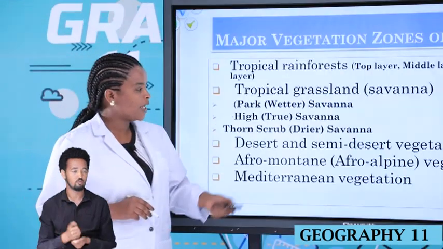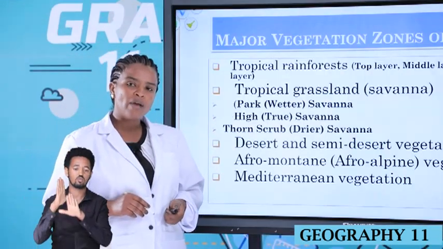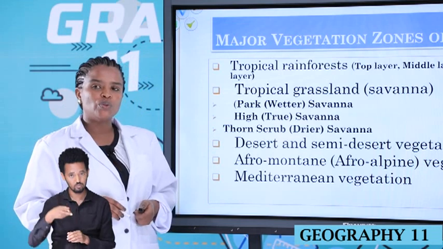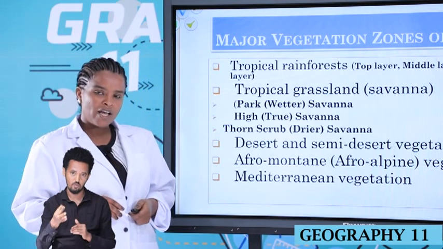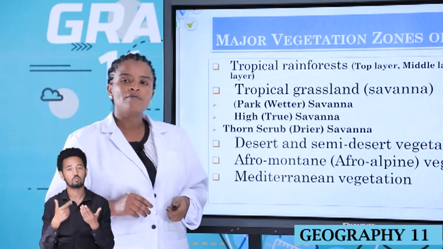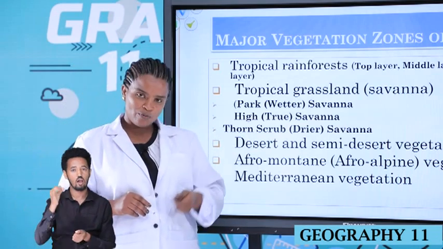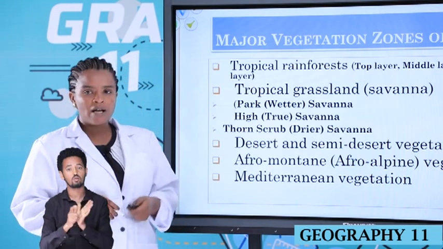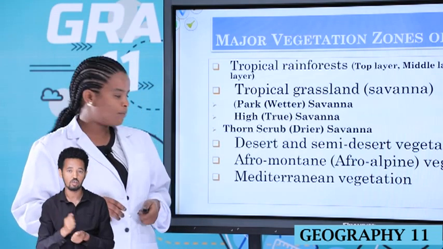The Afro-mountain vegetation is found mainly in the high altitudes of Eastern Africa and Ethiopia. For example, in this area, alpine vegetation is very common. In Ethiopia, Jibira and Asta are common types of vegetation.